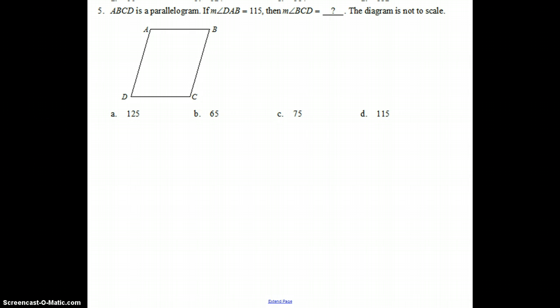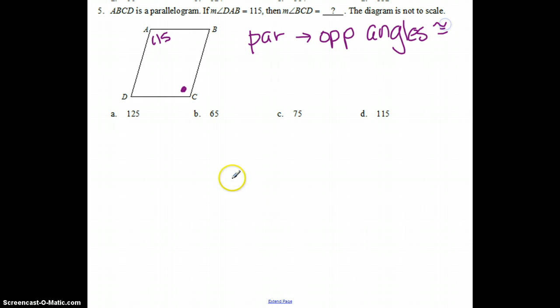Now in this one, it tells us it's a parallelogram, and it says that DAB is 115, and they'd like us to find BCD, which would be this one right here. Now those are opposite angles. In a parallelogram, we know that opposite angles have to be congruent. So if this one's 115, then that means that this angle here that they're trying to find again is also 115.